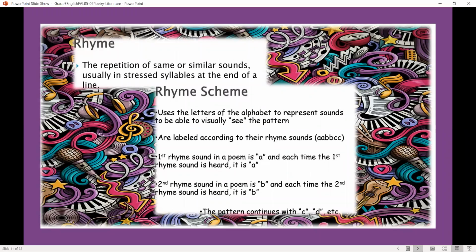So now let's look at rhyme. This is cool. Rhyme is the easiest way to make poems. Now, there is something that you need to remember about rhymes. It might not be on the slide, so I would jot it down. You've got to listen carefully. The basic definition of a rhyme is repeating the same or similar sounds, usually stressed syllables at the end of a line.